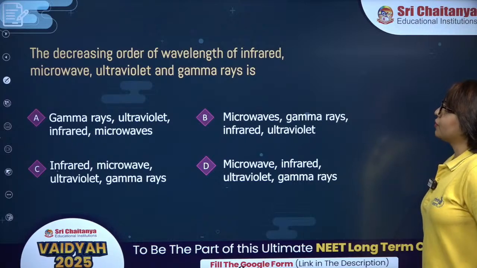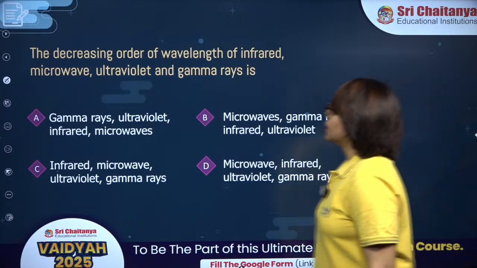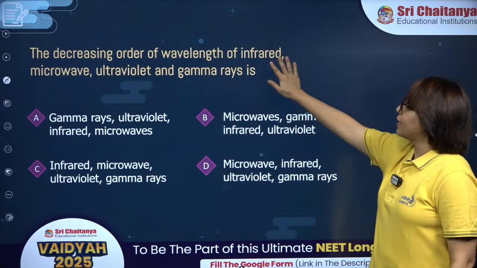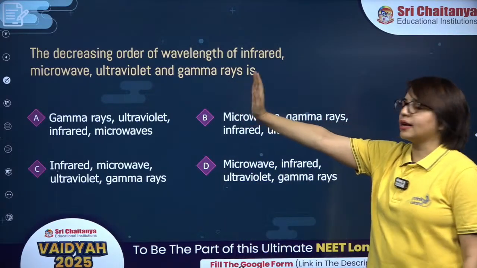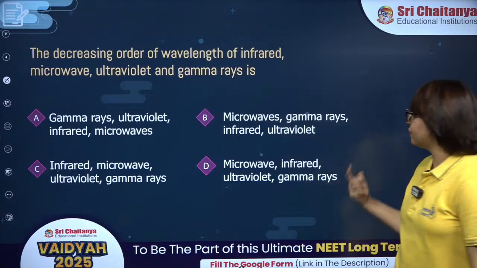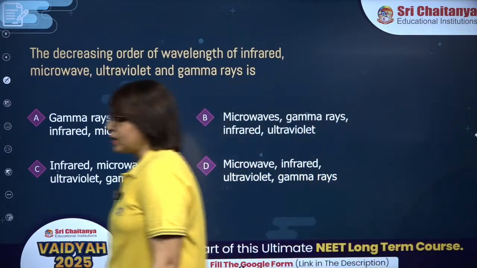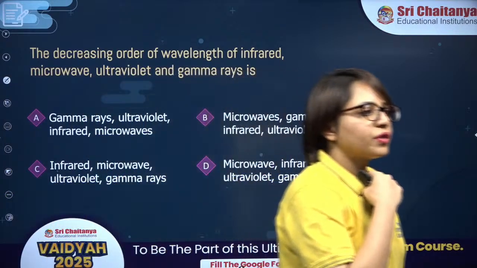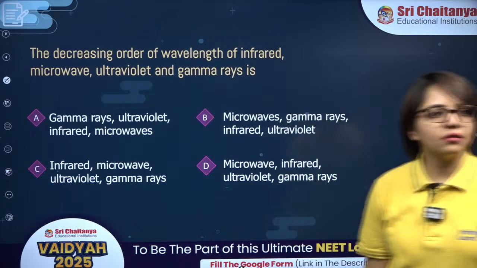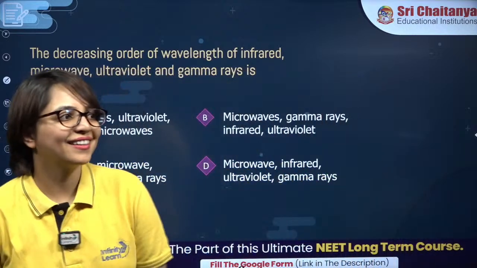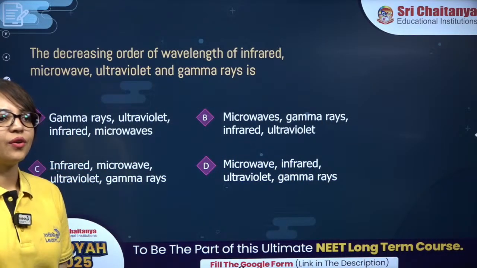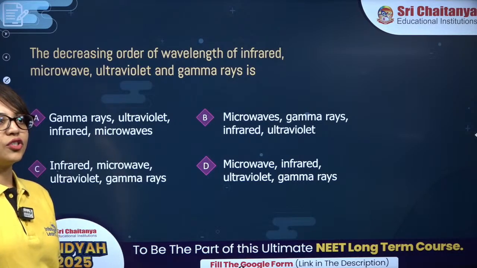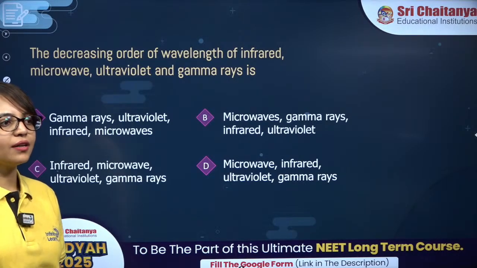The decreasing order of wavelength of infrared, microwave, ultraviolet and gamma rays is. So you have to arrange these 4 waves, infra, micro, ultra and gamma, in decreasing order of their wavelength. Right, so try this one, come on guys, try this one. Option B, option B. Okay, this is for the previous question. Chaliye, option B, okay.